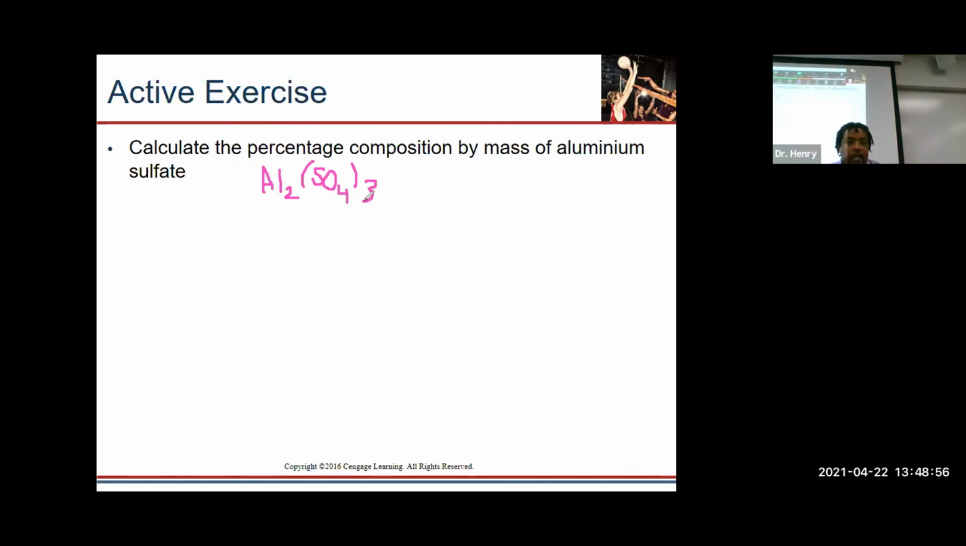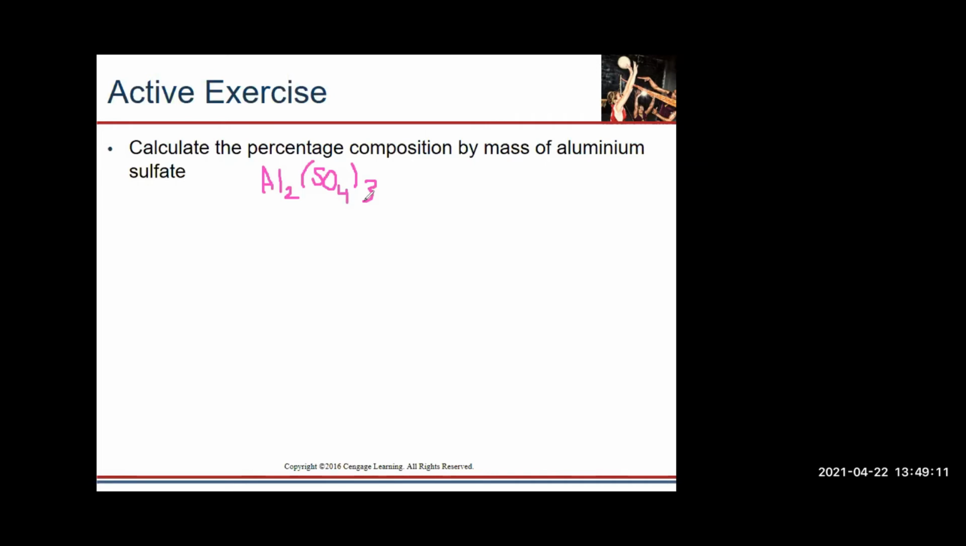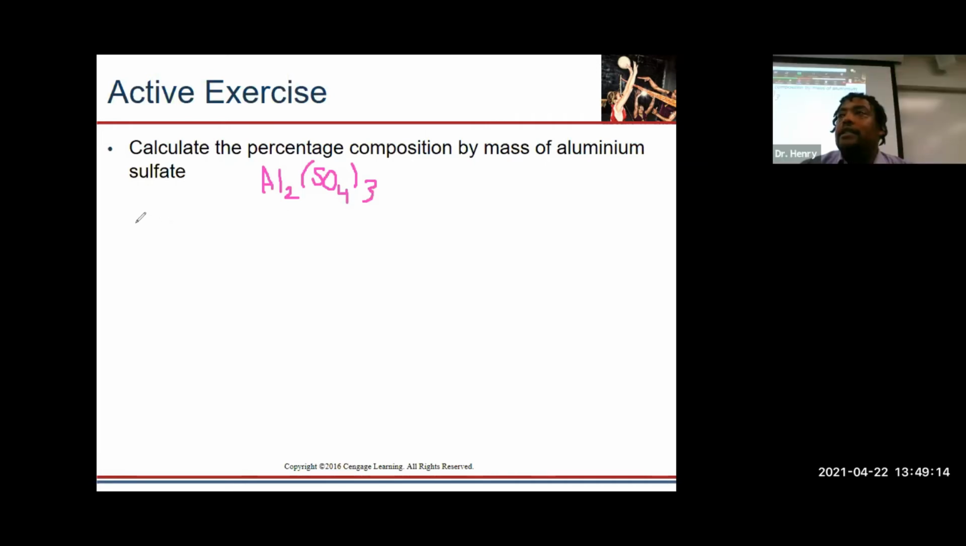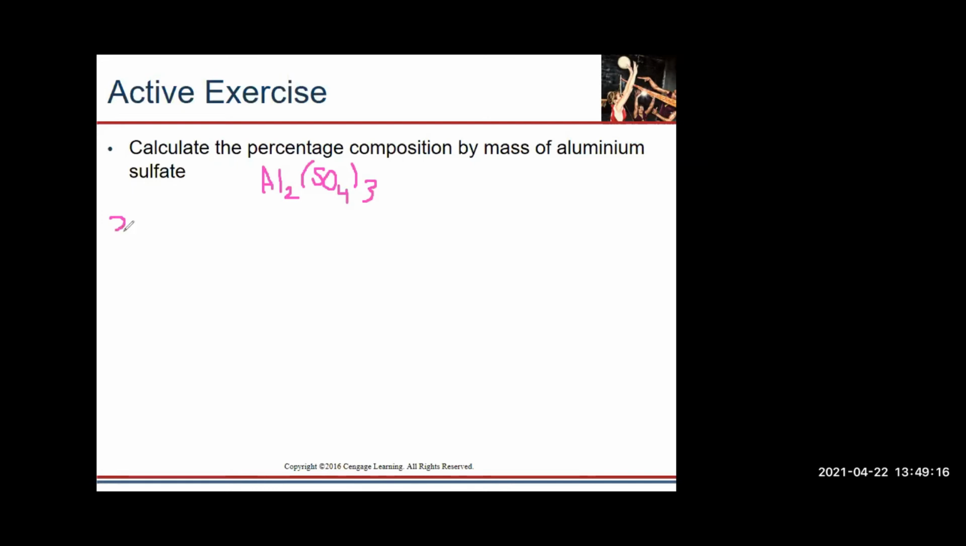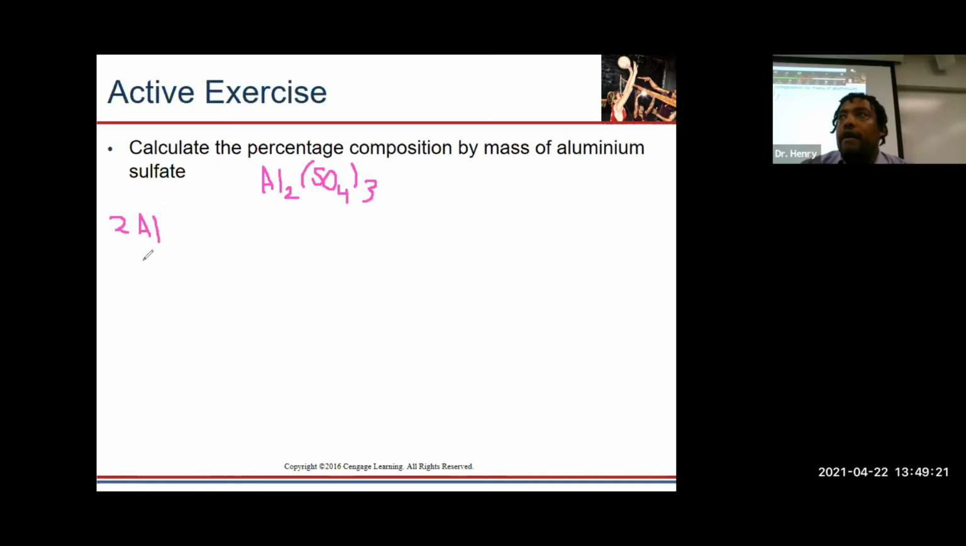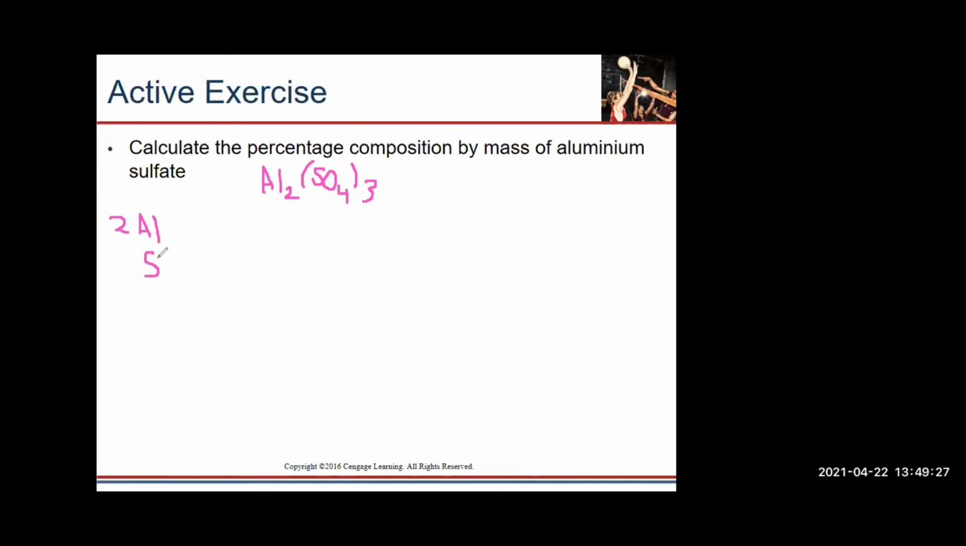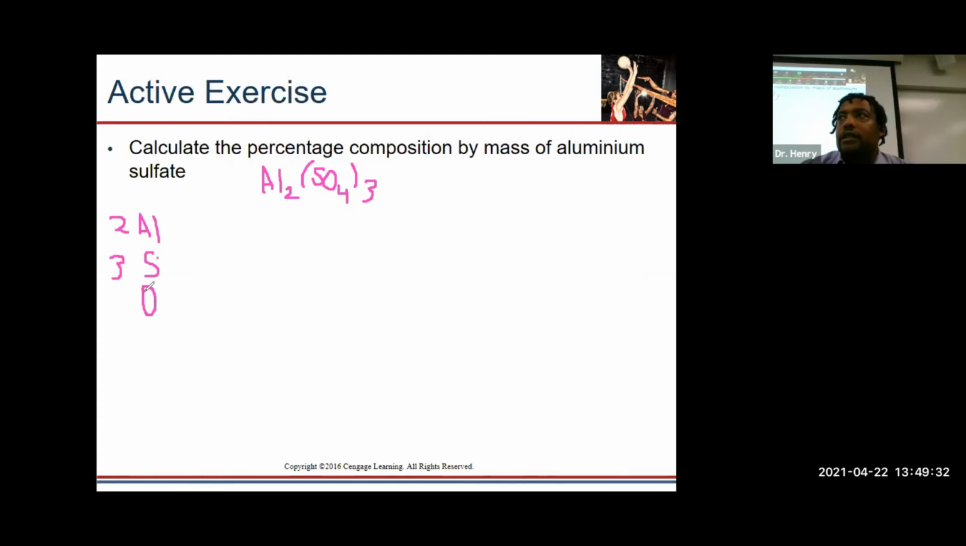So if I want to calculate the percent composition by mass of aluminum sulfate, basically I want to find the percent of each of the different elements in there. Where would I start? Find the molar mass. How do I find the molar mass? List each individual element and find their weight. So I have aluminum, sulfur. How many sulfurs do I have? 3. How many oxygens? 12.